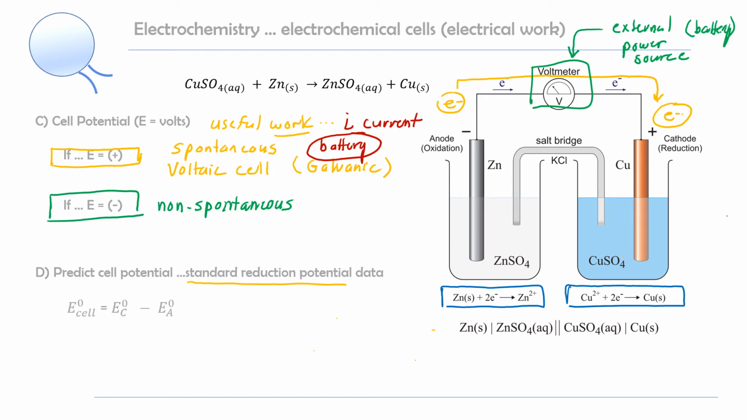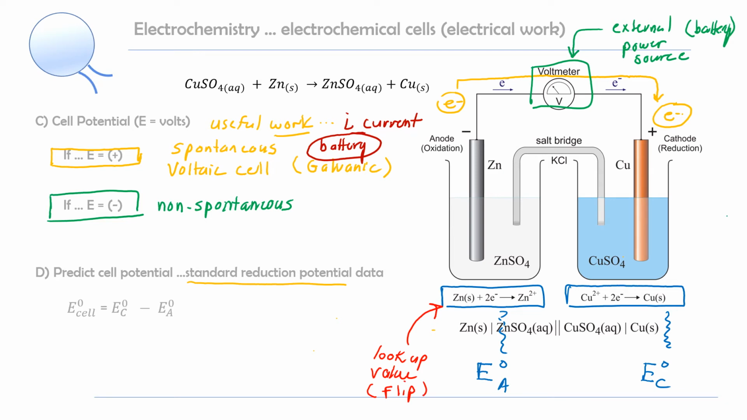So I just simply need to look up values for the standard reduction potential happening at the cathode, and I need to look up a value for the standard reduction potential happening at the anode. Now keep in mind the process happening here is oxidation, so when you look up the value for this half reaction, you have to flip it and make it a reduction.